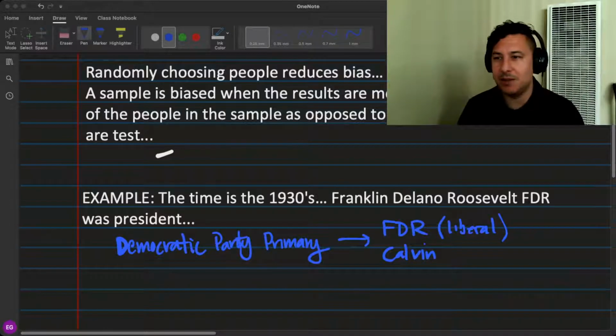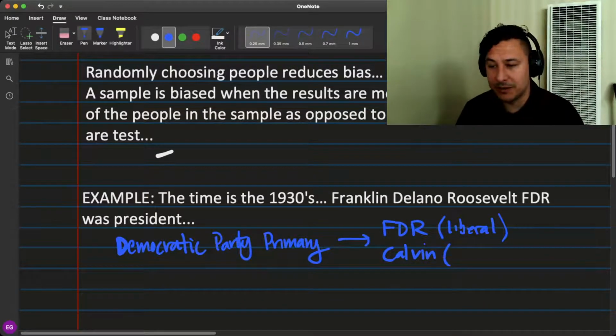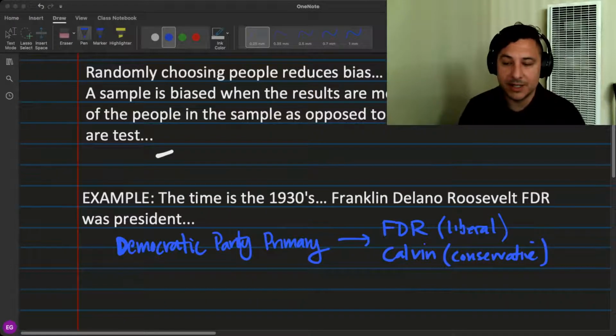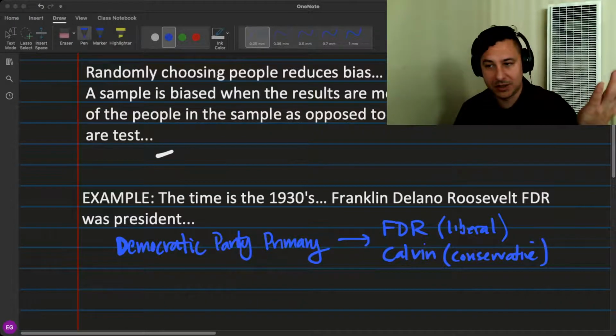Does everyone sort of vaguely remember this from history class, the New Deal? There's a bunch of social reforms that happened. So anyways, he's pretty liberal because he came up with it. This guy, however, was pretty conservative. So for our purposes, what we really care about is that FDR was a liberal person and this Calvin dude was a conservative person.